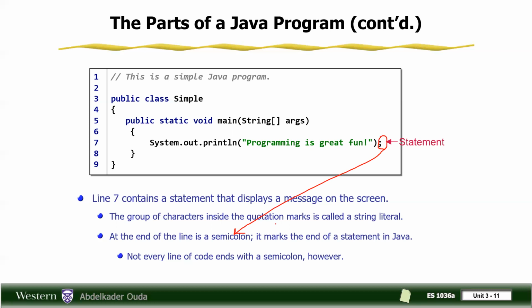Not every line of code ends with a semicolon. If we have an if statement or some other statement, we don't have a semicolon, because at that time we would end it and we wouldn't get the benefit of it. Clear?